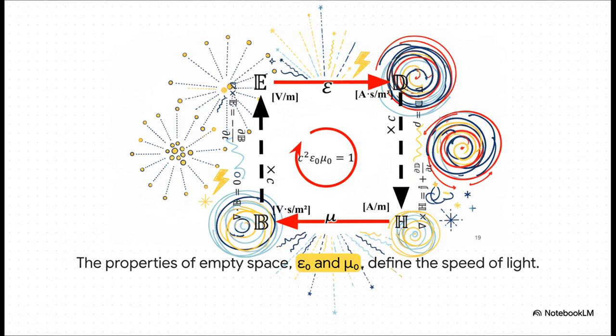And this is where it gets mind-blowing. This map holds one of the most stunning secrets in all of physics. See, the properties of empty space itself, its permittivity, which is epsilon naught, and its permeability, mu naught, they aren't just random numbers. Permittivity is basically how much empty space resists an electric field, and permeability is how well it supports a magnetic field. But when you combine them in this very specific way, you get the speed of light. Let that sink in. The speed of light isn't just about light. It's a fundamental property woven into the electromagnetic fabric of the universe itself.